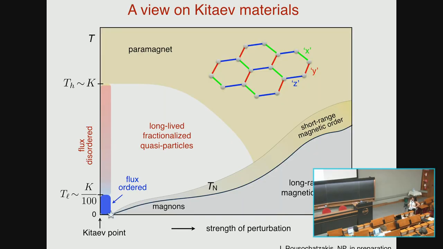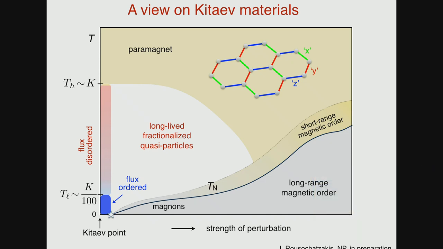So this is a view; maybe some other people have a different view of the Kitaev materials, but here this is the temperature, and here is the perturbation, this other interaction. This is shown for 2D, but the same idea works for 3D materials. So basically the idea is that this is the Kitaev point, T equals zero and no perturbation. And that's the exact solution.